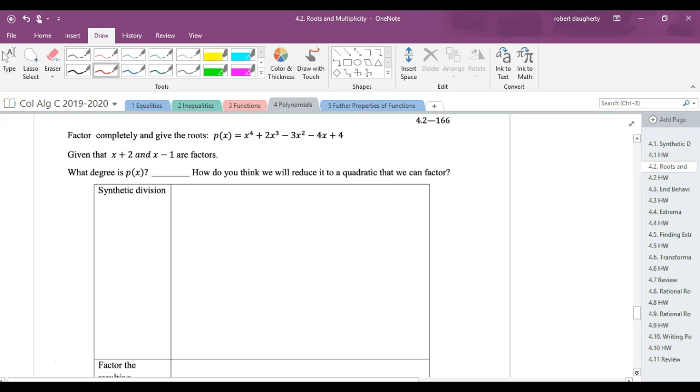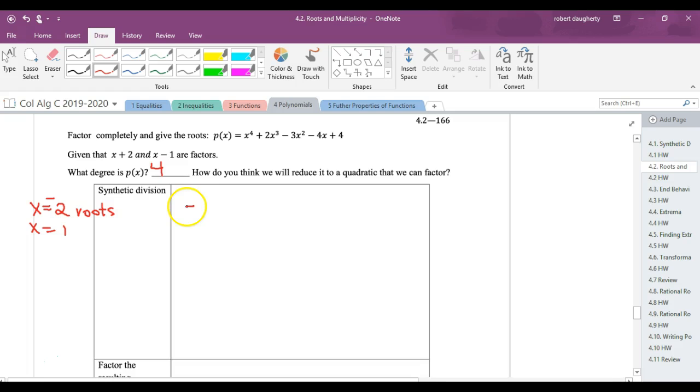And what's your clue? I'm telling you that x plus 2 and x minus 1 are factors. So that means that x equals negative 2, that's one of the roots. What's the other root? X equals 1, okay? So the degree is fourth degree, and I'm going to need to reduce this down to a second degree so that I can factor it. So I'm going to start with which numbers outside the synthetic division? Negative 2. You could start with the 1, doesn't matter. But I'm going to start with the negative 2.